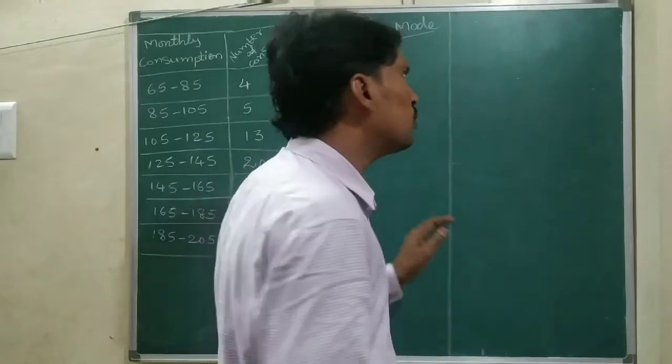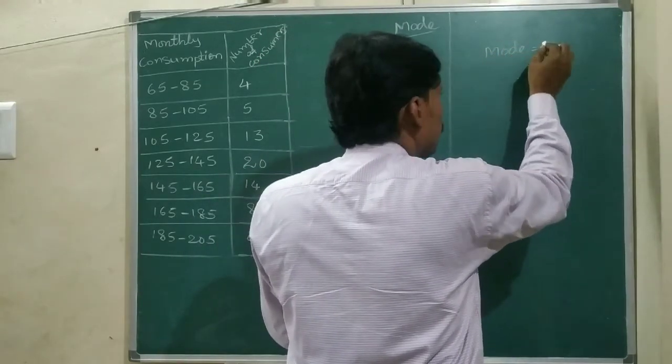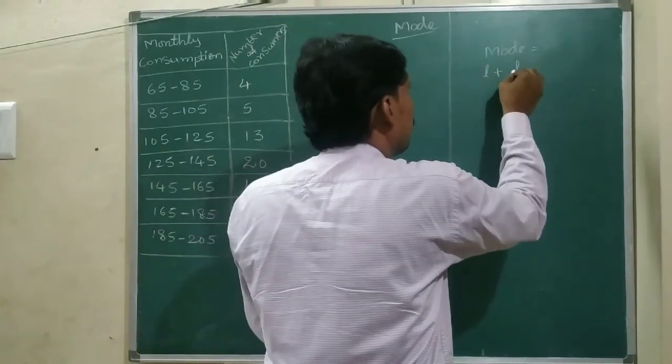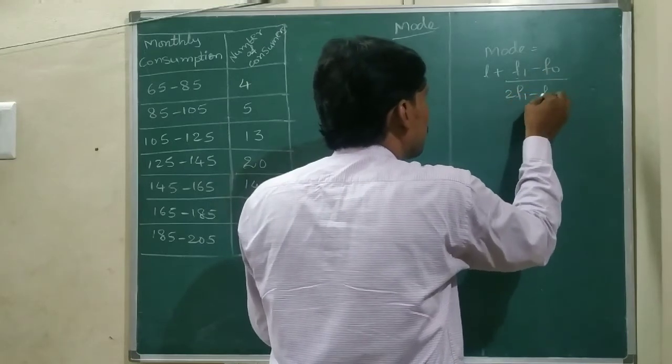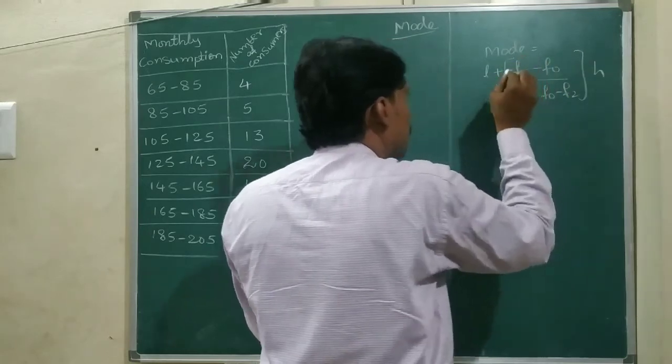So what is the mode? Mode equals... what is the formula for mode? L plus (F1 minus F0) by (2F1 minus F0 minus F2) into H is the formula.